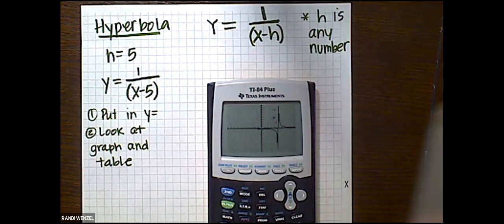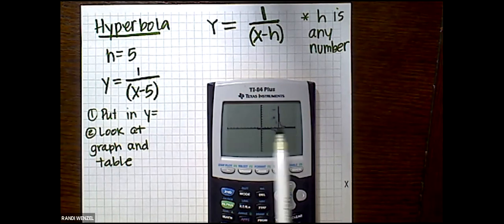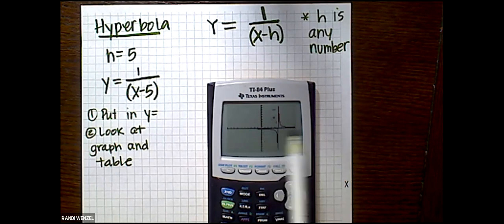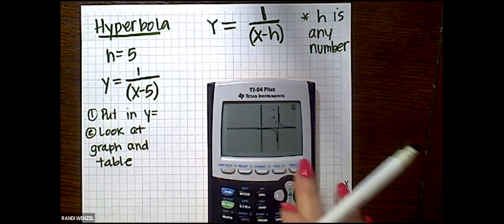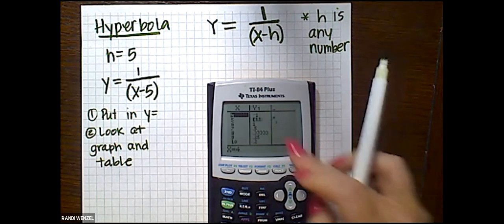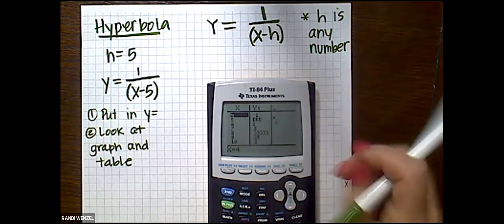And if you notice, it's over here, like halfway. Remember this distance is 10 because I set it to the standard window. So this graph is kind of centered around 5. So when I go to my table, I don't need to look in the negatives. There's not much going on over here. So when I hit second graph to go to my table, I want to kind of look in the positives, which I'm already kind of there.